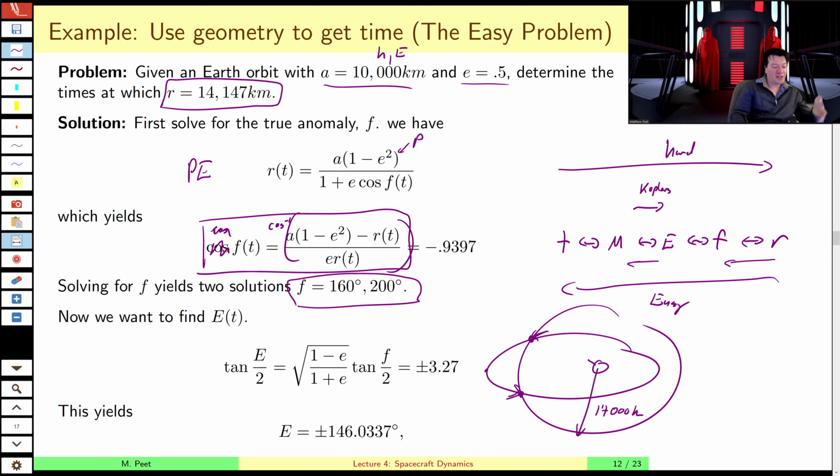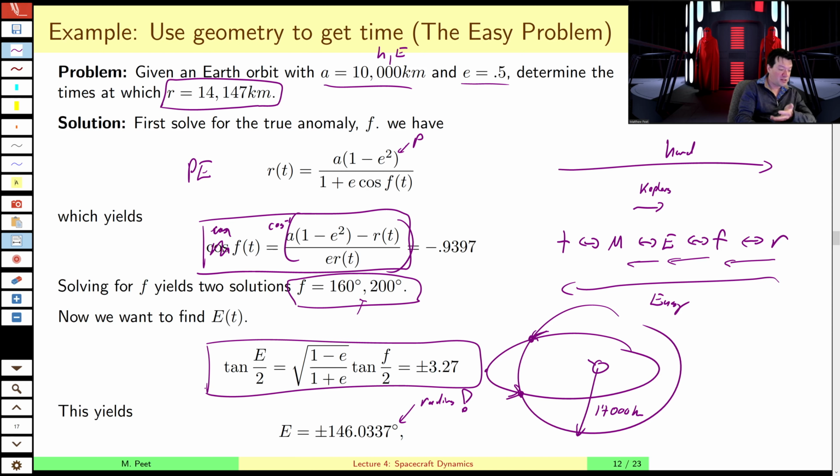Right? Now, I've expressed this in degrees because they're nice round numbers, and people are familiar with degrees. But remember, when we go to eccentric anomaly, we want to go into radians. So be aware that while I express F and eccentric anomaly in terms of degrees, these should be in radians. So I just did it because why not?